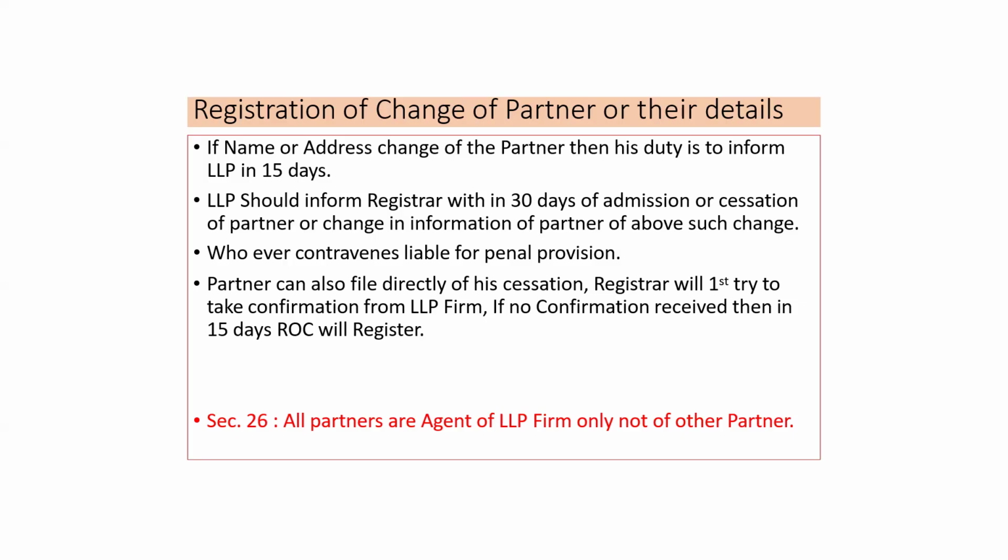A partner can also file his cessation directly, and the registrar will first try to take confirmation from the LLP, and if no confirmation is received, then within 15 days ROC will register the change. Okay. Section 26 says all partners are agents of the LLP only, not of the other partners. Okay. In a partnership, every partner is a principal and agent, right. But here, partners are agents of the LLP, but they are not agents of other partners.